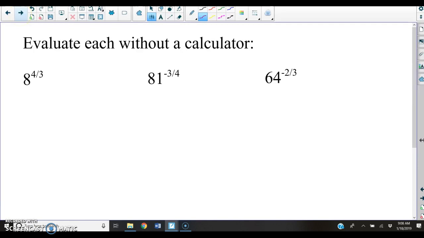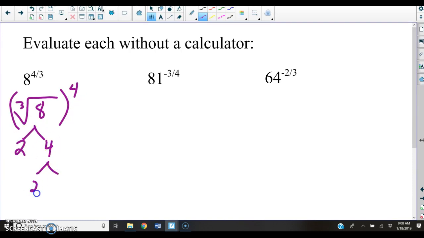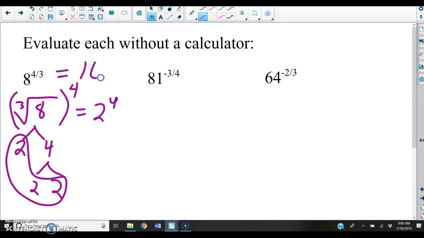Okay, so when they evaluate without a calculator, these should come out nice. So this is simply saying, what's the cube root of 8? And then I'm going to raise that to the 4th. Okay, so when we break 8 down, and some of you are very handy at this already, that's going to be 2, so this will be 2 to the 4th. That'll be 16.